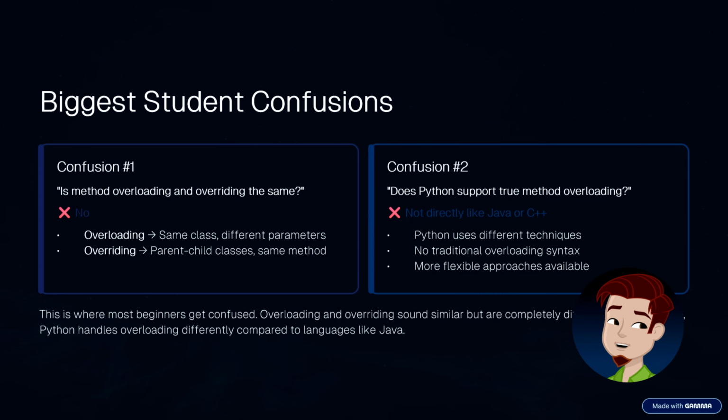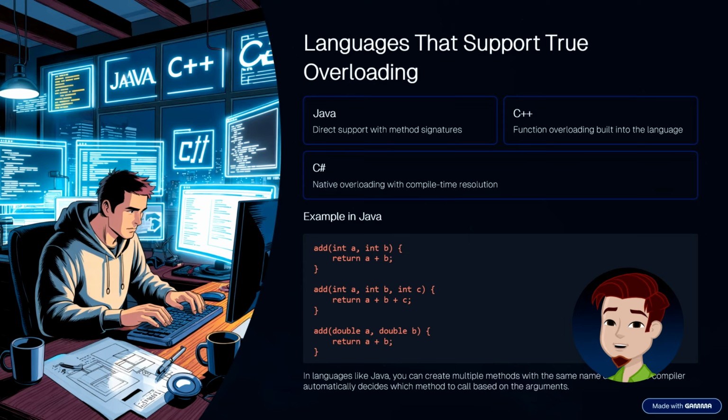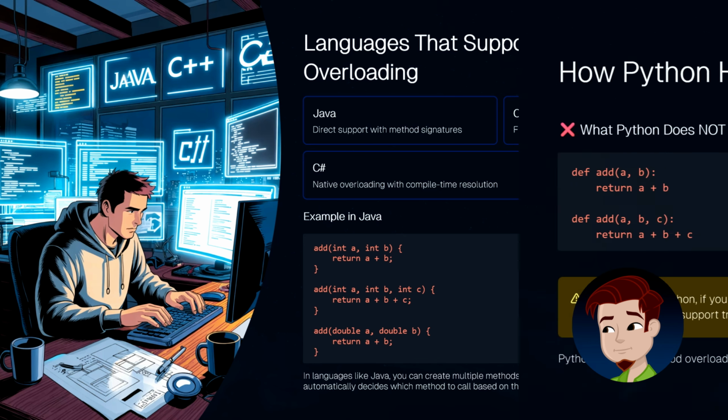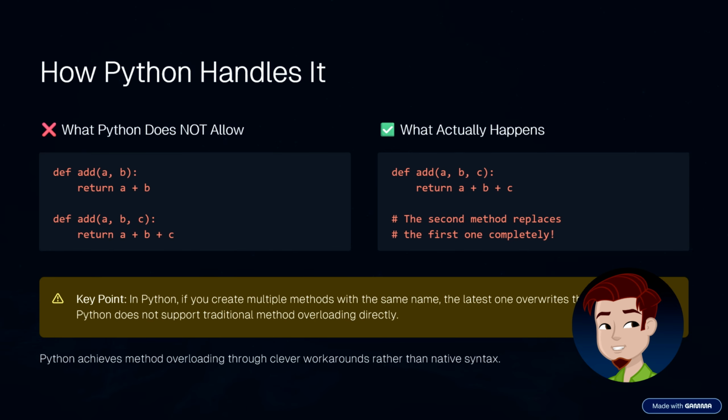In languages like Java, C++, and C#, true method overloading exists. You can create multiple methods with the same name by simply changing the parameters. The compiler automatically decides which method to call depending on the arguments passed. That is why method overloading feels very natural in those languages. But Python works differently. If you create multiple methods with the same name in Python, the latest method replaces the previous one. So technically, Python does not support traditional method overloading directly. This is one of the most important things beginners should remember.